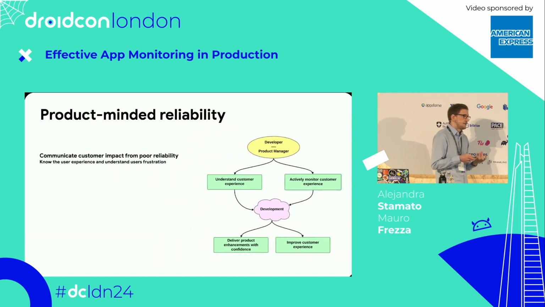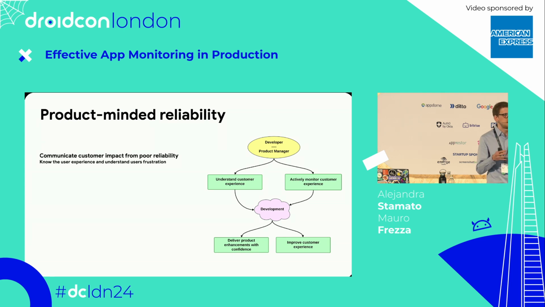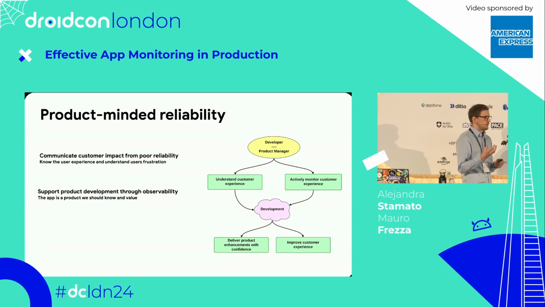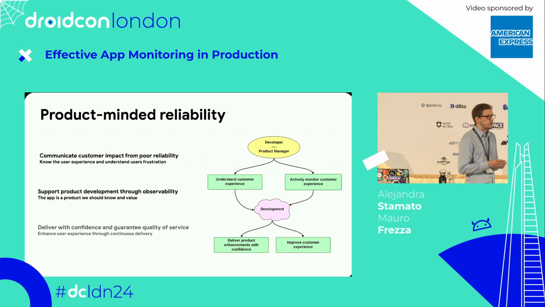So the advantage of this approach is that you're able to communicate reliability more easily to the product. So you're able to go to your product managers and say, okay, reliability is a problem, it's impacting the customer experience. You also start thinking of your application as a product that requires value. So it's not just something you write code, you push it, and it's out there, but you actually try to fully understand how people are using it and what the experience is. And more importantly, you're able to continue enhancing the application, so add features, improve it, but do it with confidence. So you know you're releasing things that actually work, and you're able to know if they work and otherwise roll back.